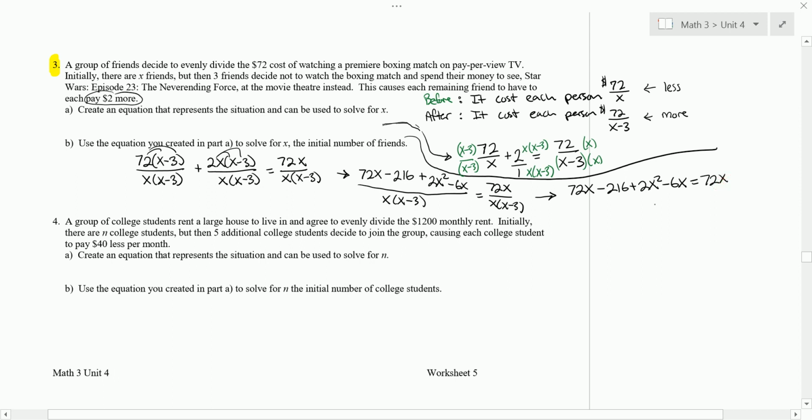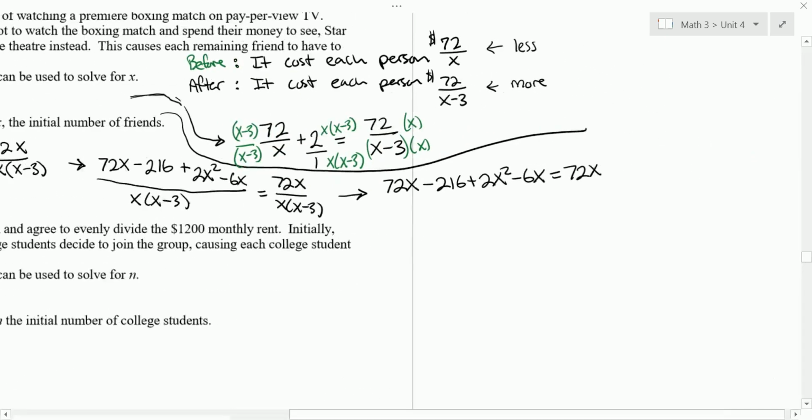Notice we have some excluded values here. X cannot equal 0, which would make sense, have 0 friends, and x cannot equal 3, which again makes sense because if 3 friends decide not to watch the boxing match and there were originally 3 friends, then nobody would be watching that boxing match. So when we get our answer, we need to make sure it's not 0 or 3.